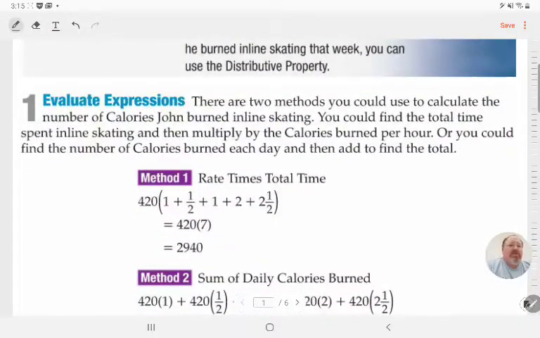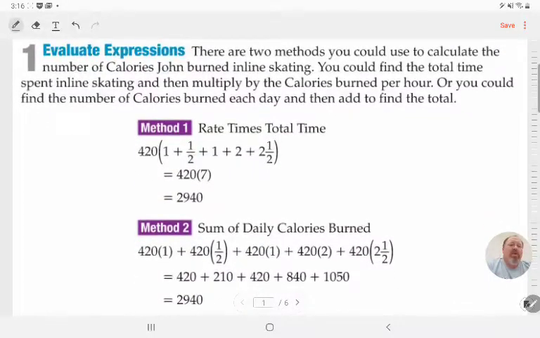There are two methods you can use to calculate the number of calories John burned inline skating. So we can find the total time by multiplying by the calories burned per hour, or you could find the number of calories burned each day and then add them to find the total.